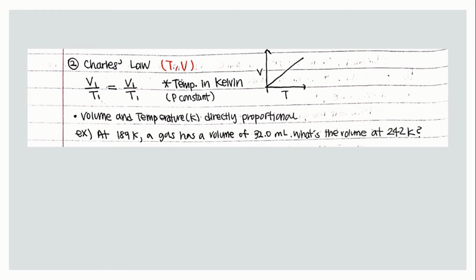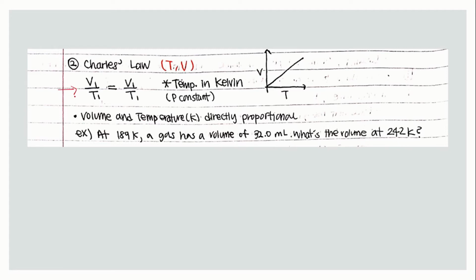Next is the Charles law. You will also be very familiar with this. And this law deals with temperature and volume. They are directly proportional, so as the temperature increases, the volume will increase as well. The question asks, at 189 Kelvin, a gas has a volume of 32.0 milliliter. What's the volume at 242 Kelvin?